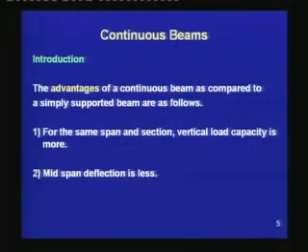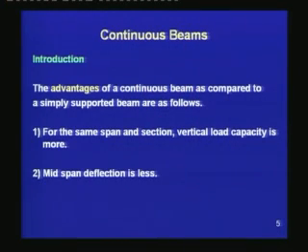Hence, continuous beams are preferred in moment resisting frames of buildings and also in frame bridges. These are the preferred types of structure in a region with high seismicity. The advantages of a continuous beam as compared to a simply supported beam are as follows. First, for the same span and section, vertical load capacity is more.